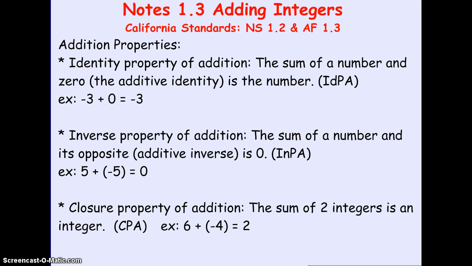We also have the closure property of addition. The sum of two integers is an integer. That simply means if you add two integers together, negative or positive, your answer will also be an integer. It will not be a decimal, it won't be a fraction.